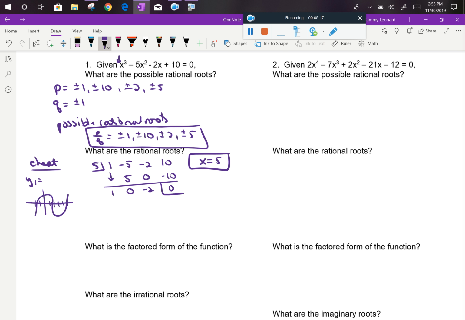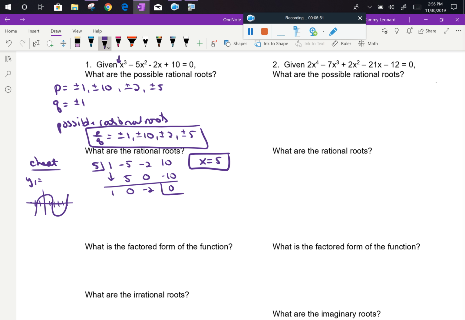Now, when I look at this, it looks like it might have crossed between 1 and 2. So that would be a fraction between 1 and 2. And I look up at all the p's and q's. I don't even have any fractions on my list of possible rational roots. So this is the only number that was on my list of p over q's as being a possible rational root. I know I don't need to try any of those other numbers. They couldn't possibly be correct rational roots. So x equals 5 is the only rational root.